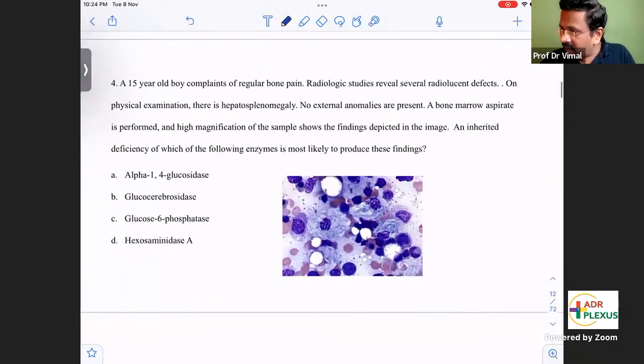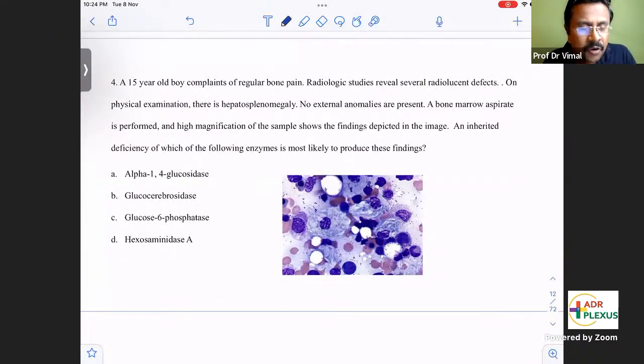Now, a very important and very easy question for you all. A 15-year-old boy complains of regular bone pain. Radiographic studies revealed several radiolucent defects. On physical examination, there is hepatosplenomegaly. No external anomalies are present. A bone marrow aspirate is performed and a high magnification of the sample shows the findings depicted in the image. An inherited deficiency of which of the following enzymes is most likely to produce these findings?